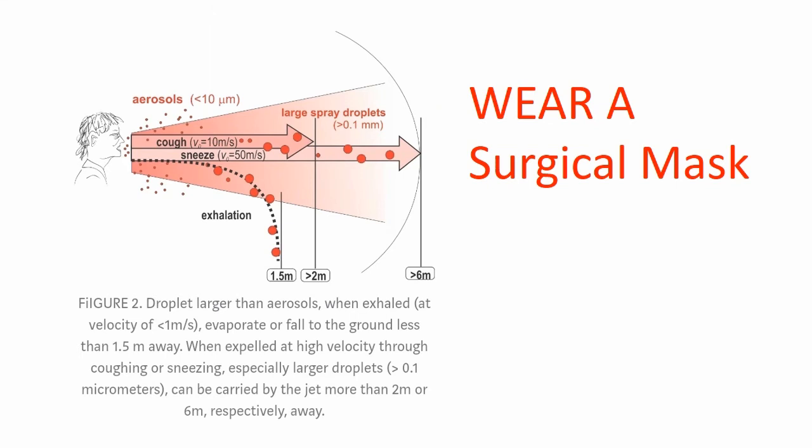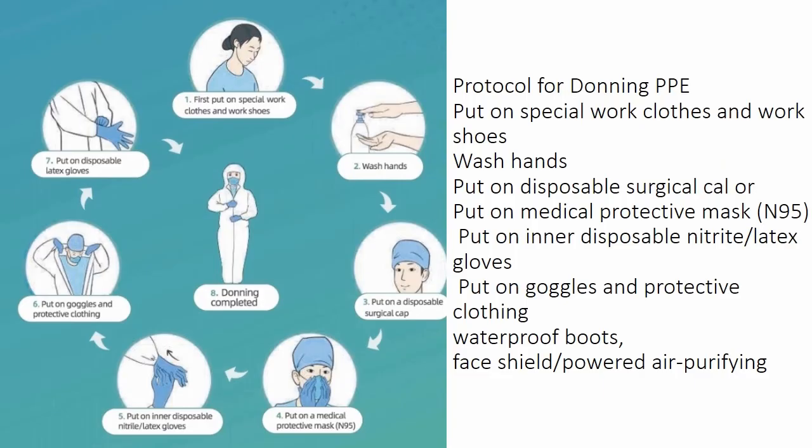The diagram explains why we should wear a mask in this pandemic. Droplets larger than aerosols, when exhaled, evaporate or fall to the ground less than 1.5 meters away. When expelled at high velocity through coughing or sneezing, especially large droplets can be carried by the jet more than 2 meters or 6 meters respectively away. So, always wear a surgical mask.